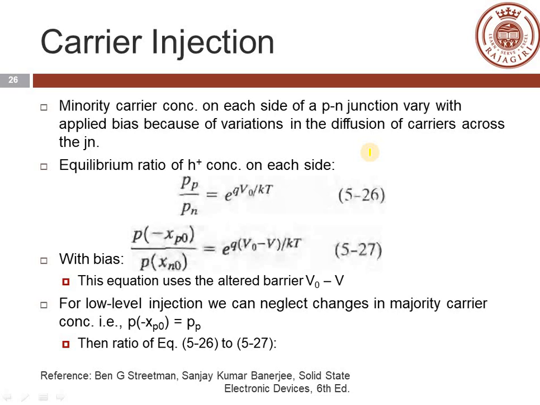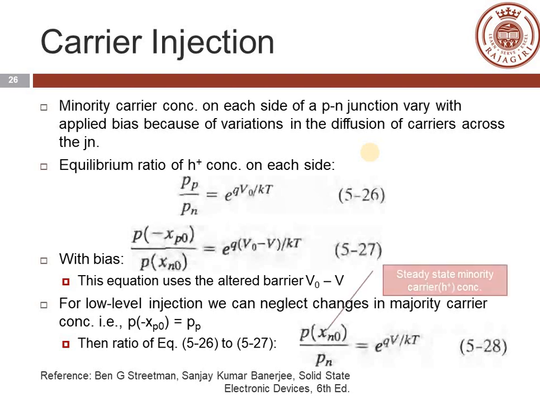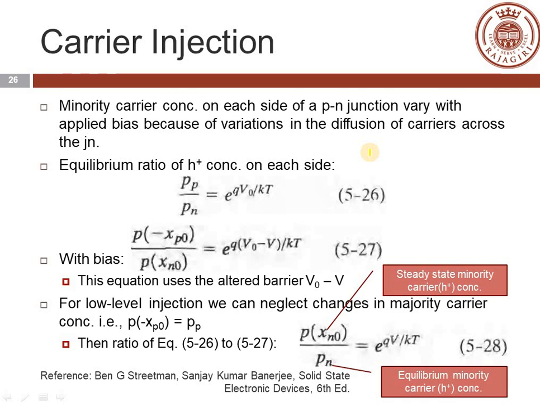Then dividing these two equations, 526 and 527, we'll get P of xn0 by Pn equal to e to the power qV by kT, where P of xn0 is the steady state minority carrier hole concentration, and Pn is the equilibrium minority carrier hole concentration.